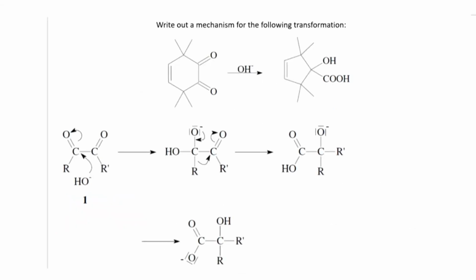Now, moving on to the next problem, the question here is, write out a mechanism for this reaction. This reaction, as we are quite familiar with, I'm just going to quickly go through the mechanism. Hydroxide ion attacks this carbonyl here and produces this tetrahedral intermediate, and collapse of the tetrahedral intermediate results in the migration of this R group, and it produces an alcohol and a carboxylic acid, which then, by transfer of a proton, gives you carboxylate and this alcohol.